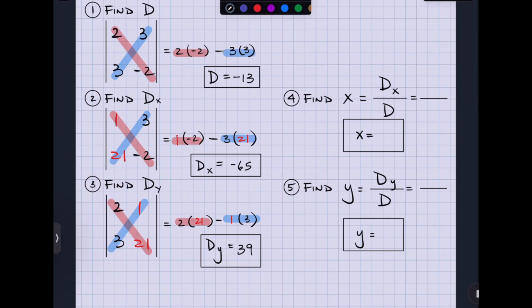How do we feel? Is it a holy poop moment yet? I hope it's not. I hope it's like, all right, this is not too bad. It should be that, because when we get to the 3 by 3, that's the holy poop moment.